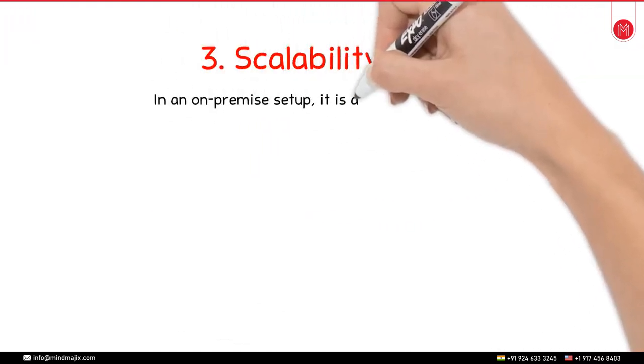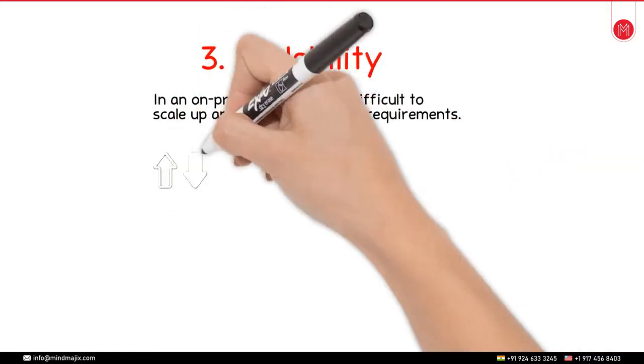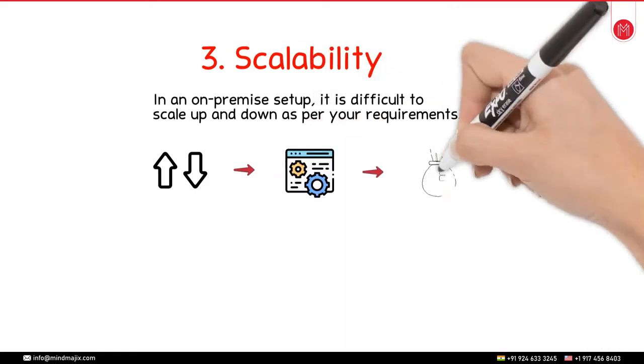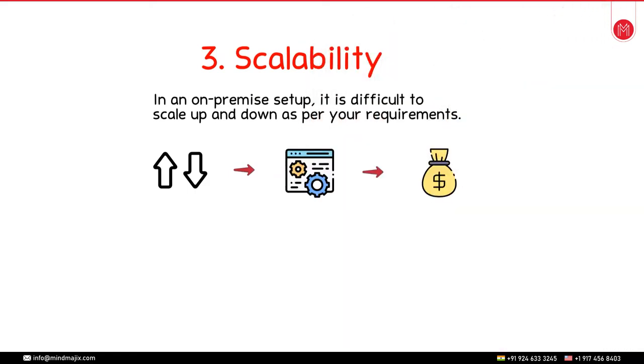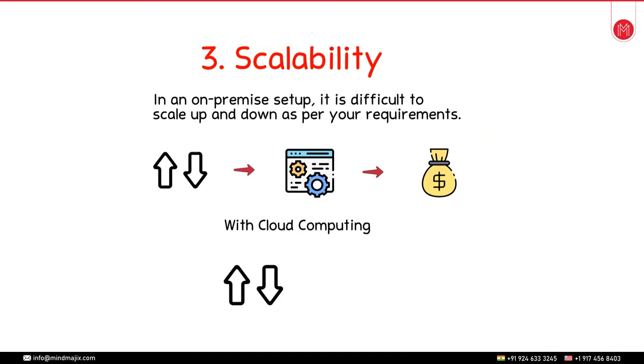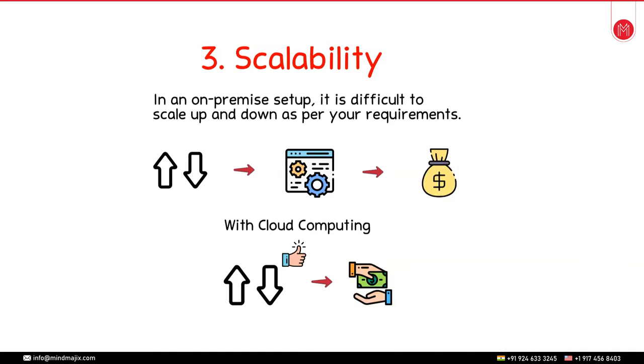The third point here is scalability. In an on-premise setup, it is difficult to scale up and down as per your requirements. Scaling up and down can incur infrastructure and maintenance costs, and hence it can be expensive. As discussed earlier, the available options to achieve this are very limited. With cloud computing, you can achieve scalability in a much easier and faster way. Here, you don't have to pay any extra amount and you end up paying only for what you consume. You can scale up and down very easily.